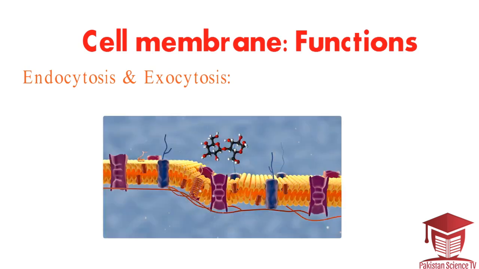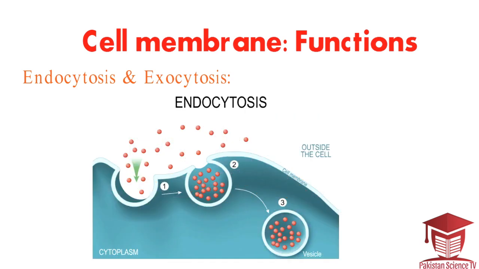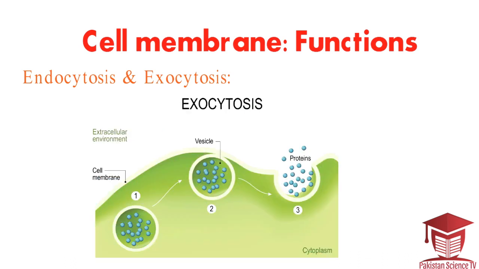When substances are too big to pass through the membrane, cells have ingenious methods. Endocytosis engulfs particles by forming vesicles, while exocytosis releases materials outside the cell. These processes are essential for nutrient intake, waste removal, and cell communication.